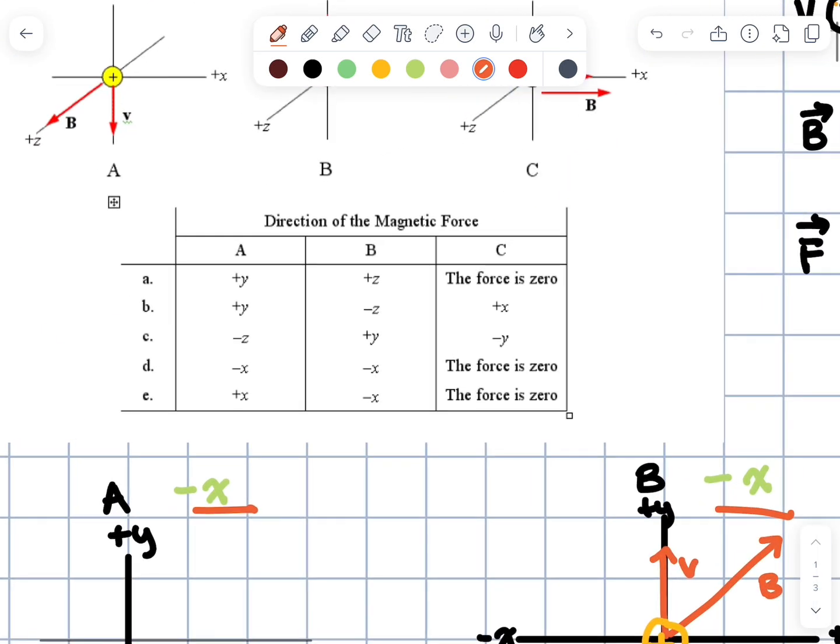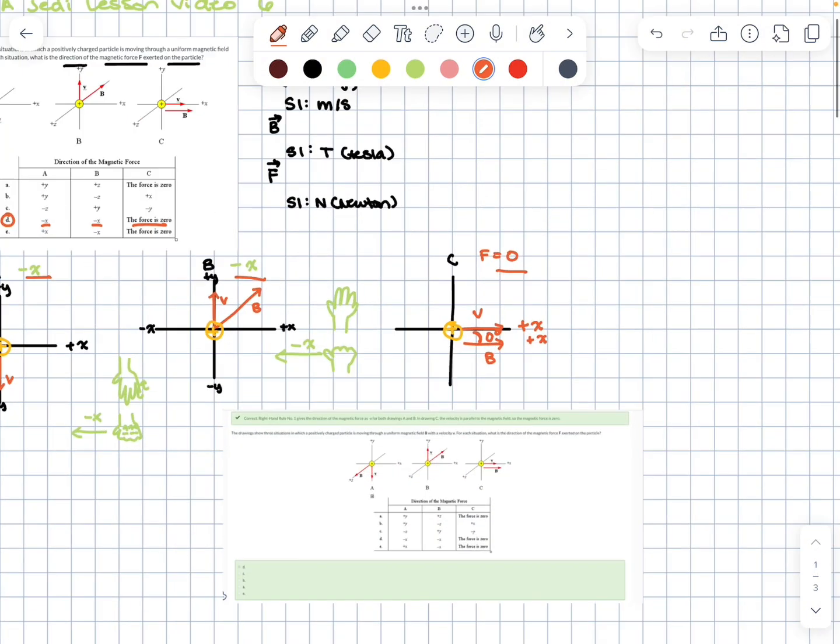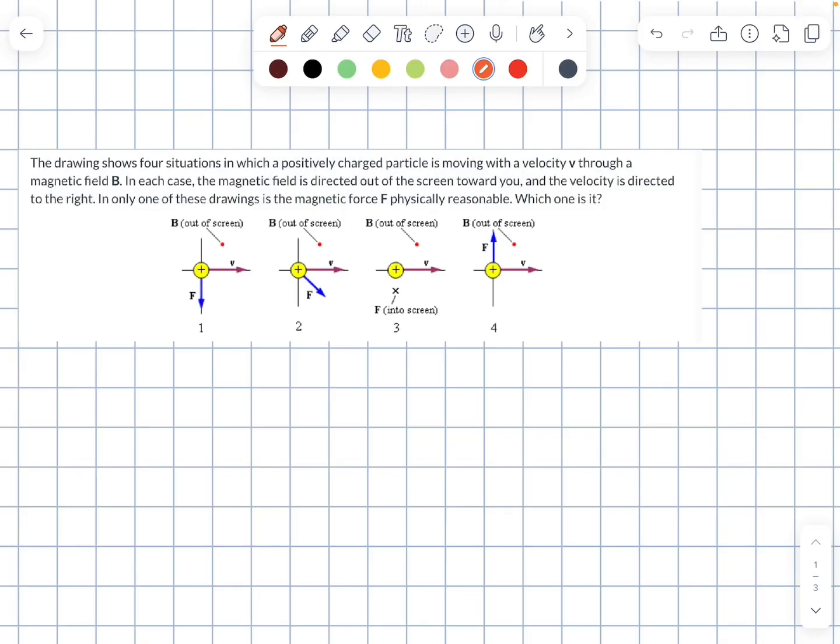So if we go over to our chart here, we can see that D is our answer because we have matching results. And let's see if that's correct. And that checks out. Right, so on to our next problem, which is problem number 2 in this set.